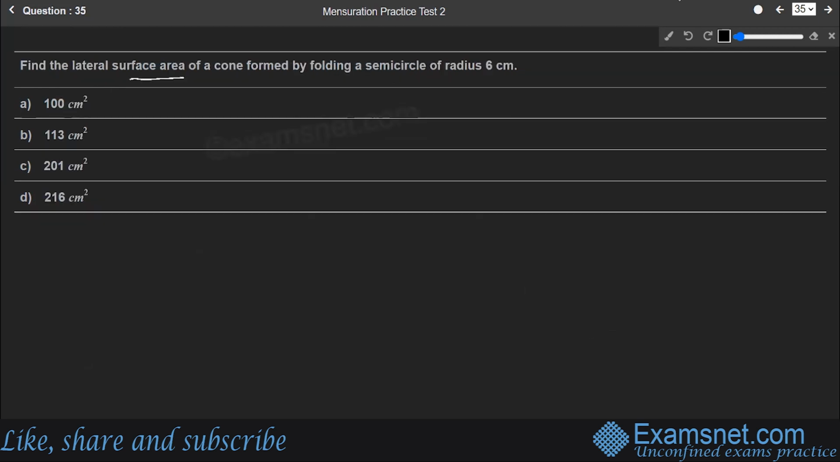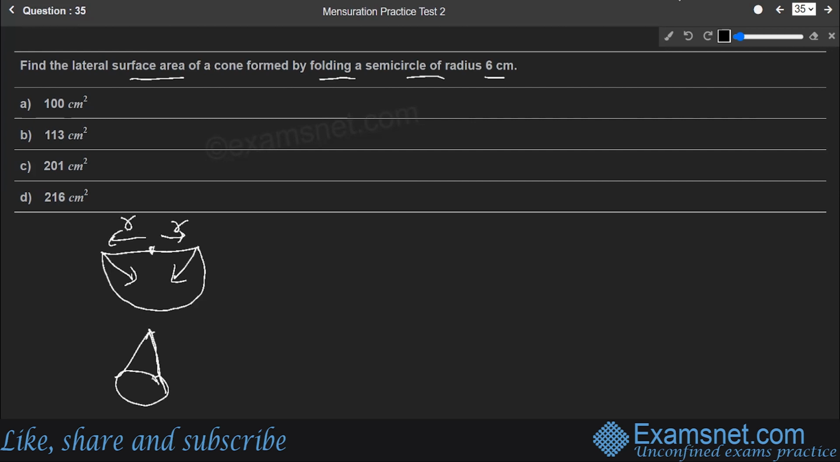Okay, find the lateral surface area of a cone formed by folding a semicircle of radius 6 centimeters. We have to find the lateral surface area of a cone formed by folding a semicircle. Whenever a semicircle like this is folded from this end to this end, a cone is formed like this. In this cone, we can notice that this particular radius, the center being this, actually becomes the slant height of the cone.